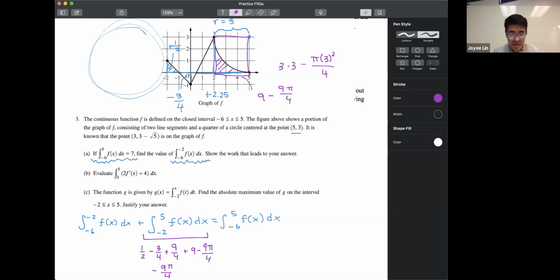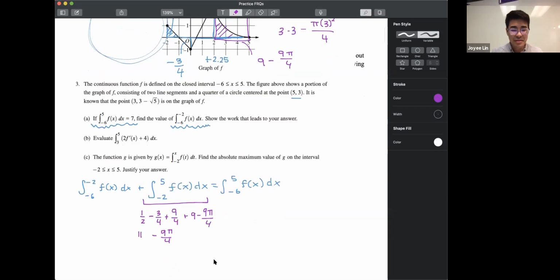Is it 11? Am I right? I hope I'm right. Yeah, it's 11 minus 9 pi over 4. And then when we have this area over here that we don't know, the integral from -6 to -2 of f of x dx, plus this is equal to, and the question tells us, 7, right?